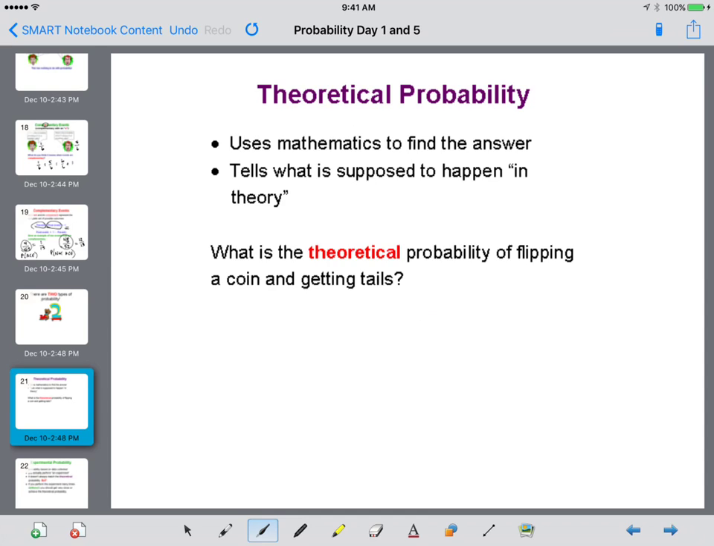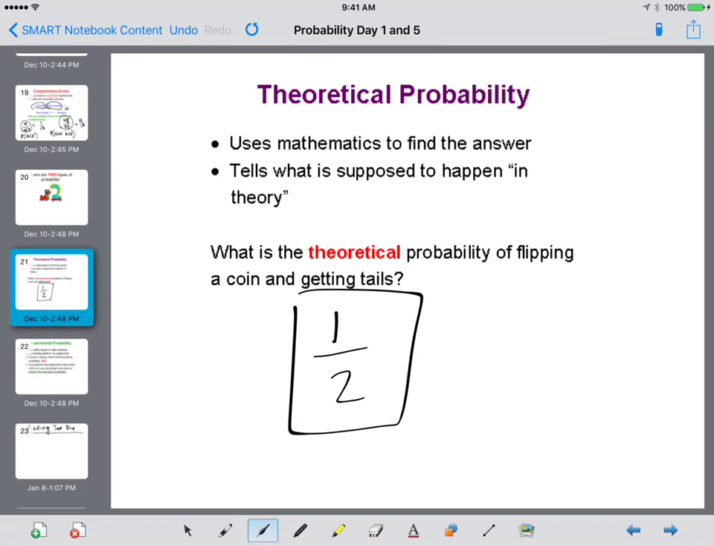Well, there's 1 tails, there's 1 heads, 2 total outcomes. 1 tail means 1 favorable outcome. It's 1 out of 2. Theoretically, that's what we have. We have a 50-50 chance of flipping a coin and getting a tails.